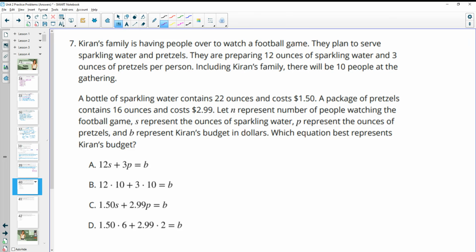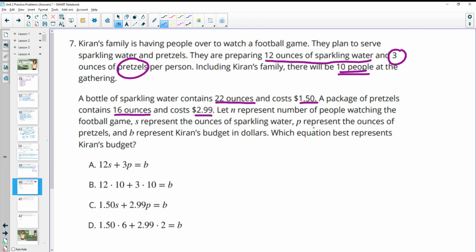Number 7, Kieran's family is having people over to watch a football game. They plan to serve sparkling water and pretzels. They're preparing 12 ounces of sparkling water and 3 pretzels per person. Including Kieran's family, there are going to be 10 people at the gathering. A bottle of sparkling water contains 22 ounces and costs $1.50. A package of pretzels contains 16 ounces and costs $2.99.